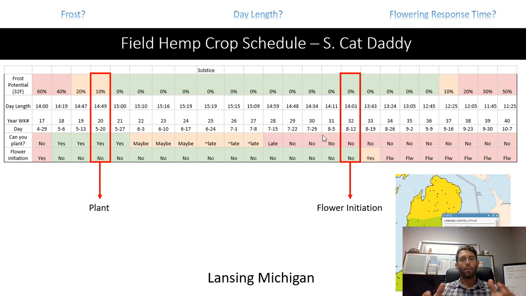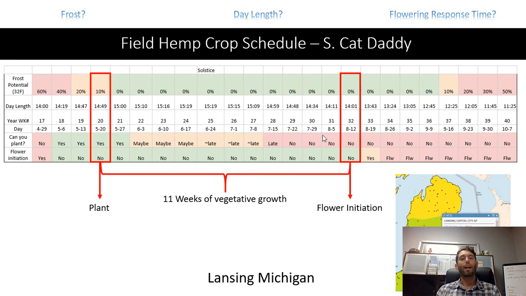So in Lansing, Michigan, this is when I would recommend to this farmer with this cultivar when to plant, because this would allow them to have 11 weeks of vegetative grow time. This would allow the plants to really fill out in size. And it truly should dictate the amount of plants they plant per acre based on the amount of vegetative growth time that they do have.